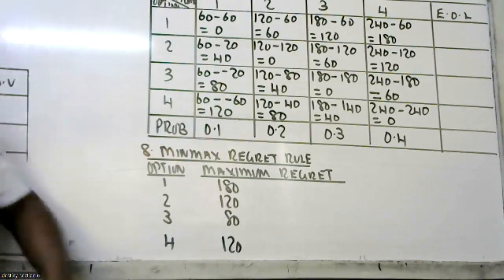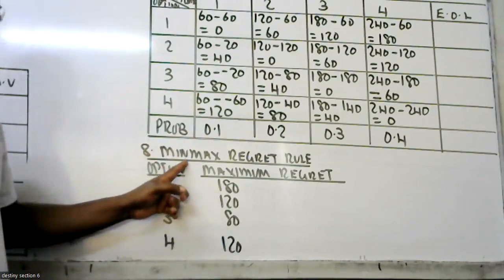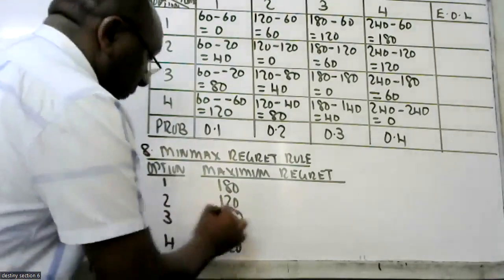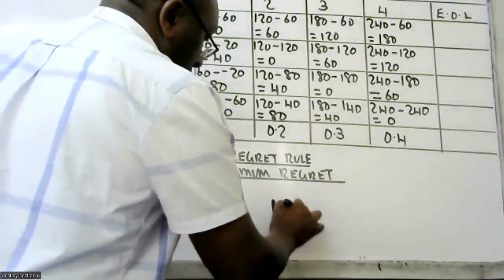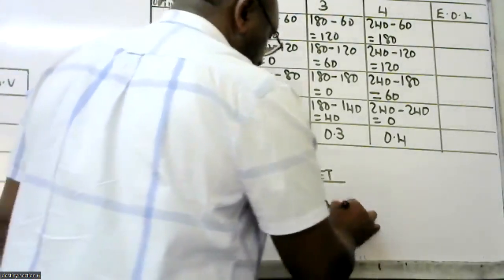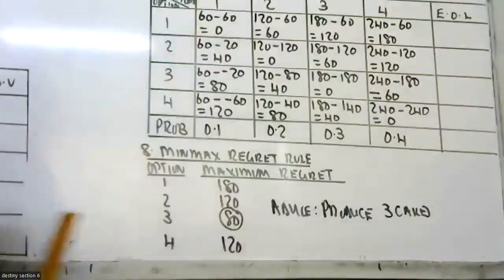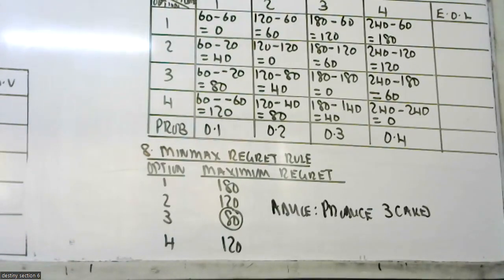So this rule, just like we said with the others, you select the minimum of the maximum regrets. So the minimum of the maximum is this one. So we are going to advise that they produce 3 cakes. Those are the 8 rules.